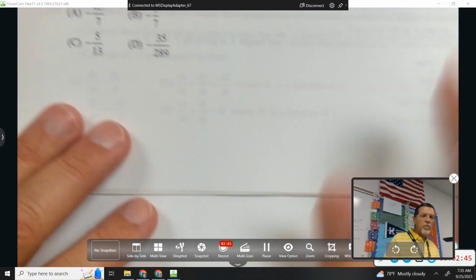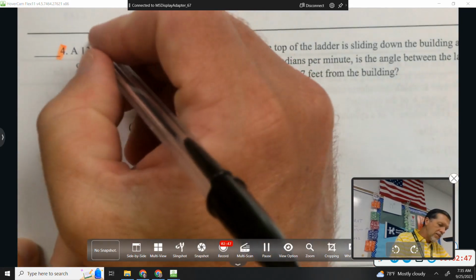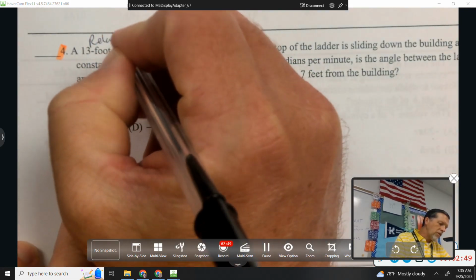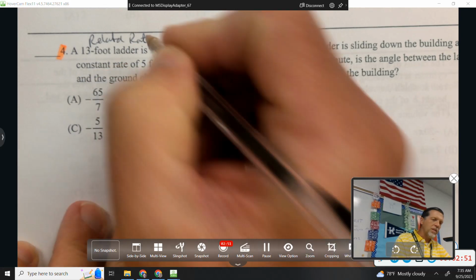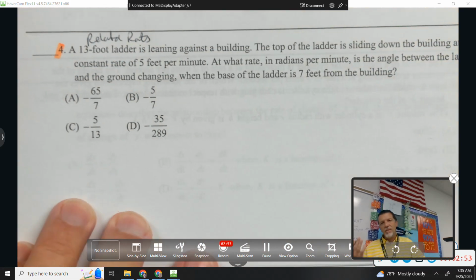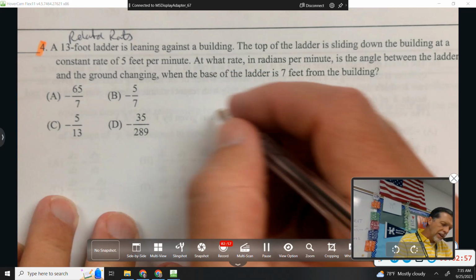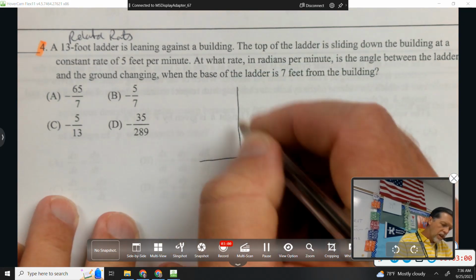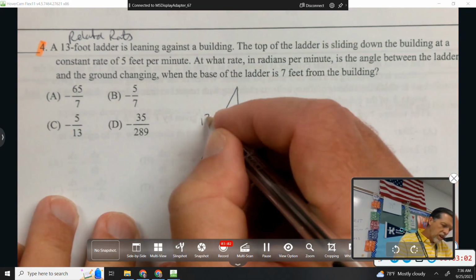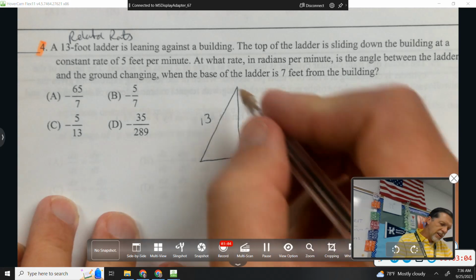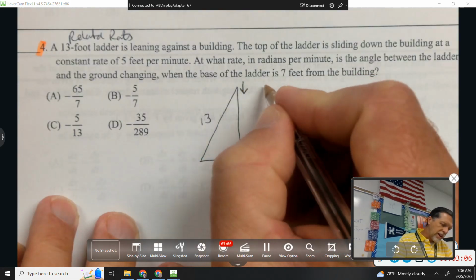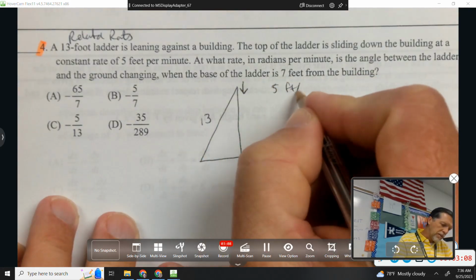Number 4, word problem. So this is going to be related rates rather than just implicit differentiation. But again, related rates uses implicit, so that's why they go together. A 13-foot ladder is leaning against a building. The top of the ladder is sliding down the building at a constant rate of 5 feet per minute.